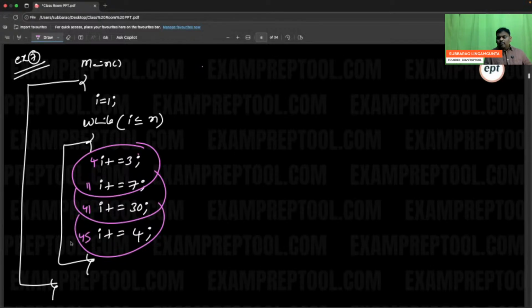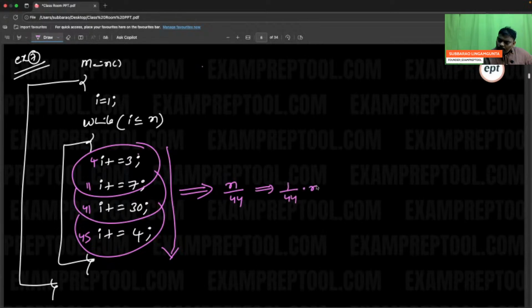So what I mean to say is, initially i is 1. At the end of one iteration of the loop, you are adding 44. So every time 44 will increase. So the time complexity of this program is n by 44, which is nothing but 1 by 44 into n, which is nothing but big O of n.